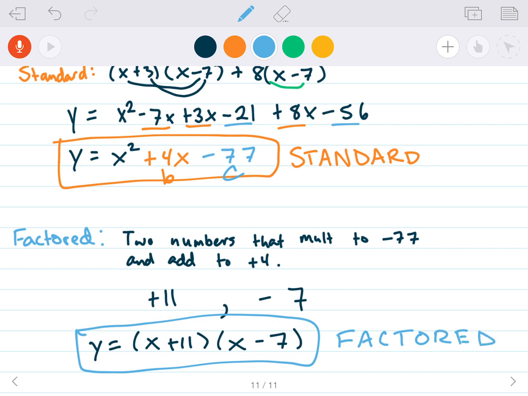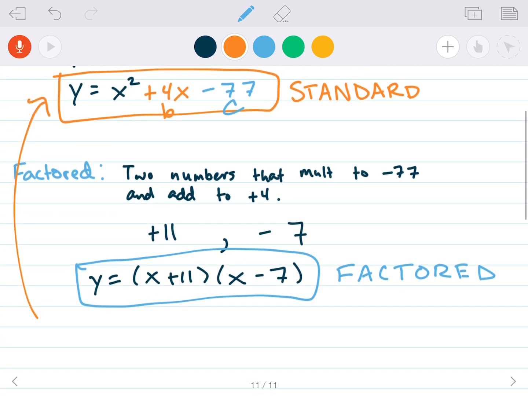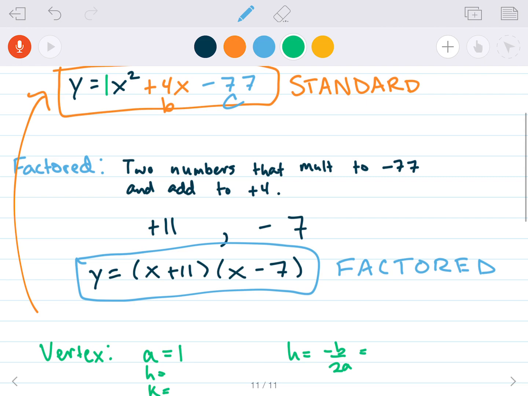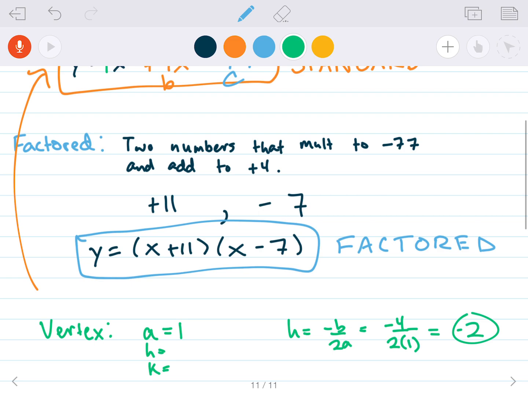And finally, vertex form. So vertex, again, I'm looking to standard to figure it out. Vertex form, I need A and I need H and K. So I already have A. A is going to be 1 because it's 1 in standard form. Now I need H and K. Remember that H is going to be negative B over 2A. In standard form, B is 4, so we have negative 4 over 2 times A, which is 1. Negative 4 over 2 is negative 2. So H is negative 2.